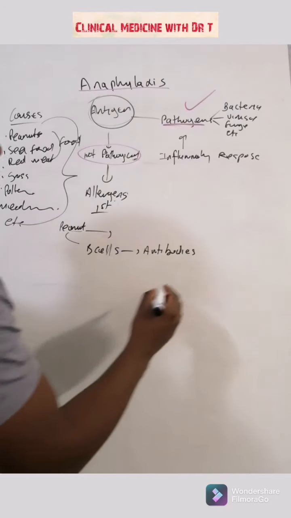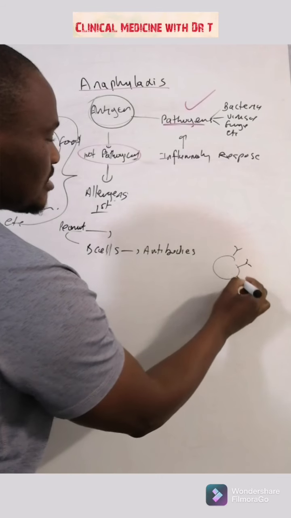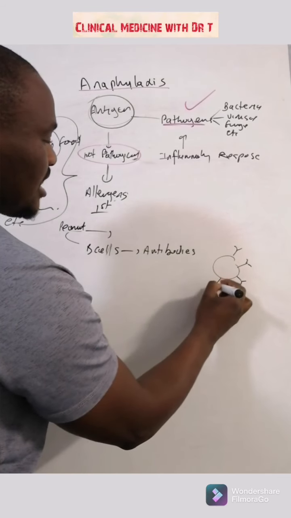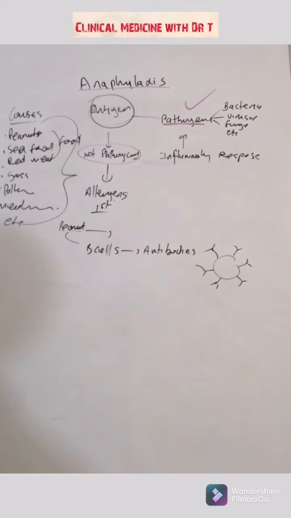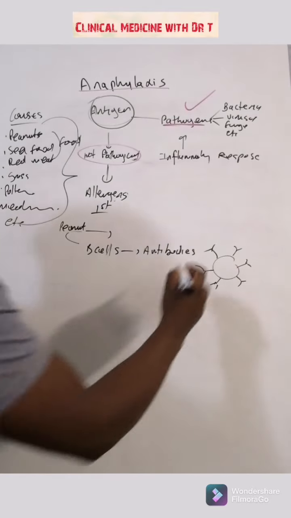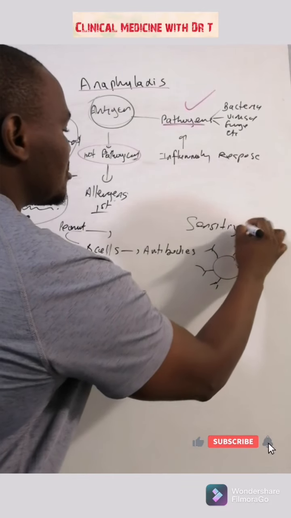So those antibodies, they go and attach to the mast cells, like I said yesterday, and the basophils, which are white blood cells. This is the first time it happens. This is called sensitization, like I said. Sensitization.